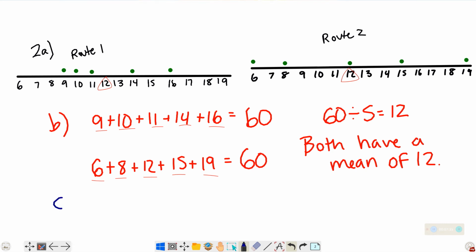Part C asks us, in which distribution is the mean a better indicator of the typical amount of time taken to run the route? And explain. If we look at the route 1 and route 2 dot plots, which points are closer to the mean? Which one has less variability?